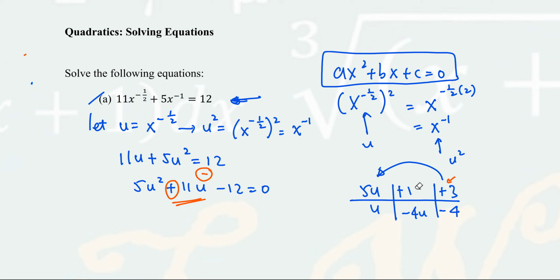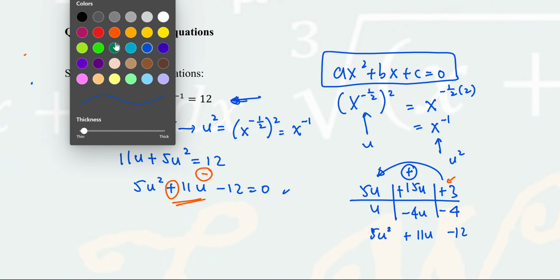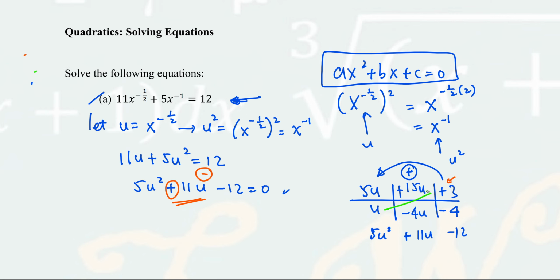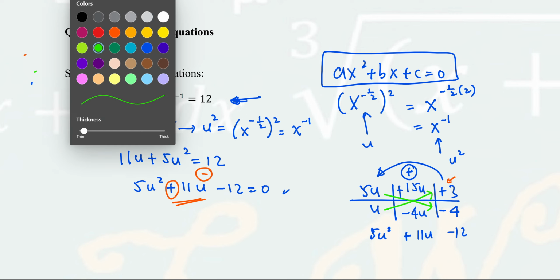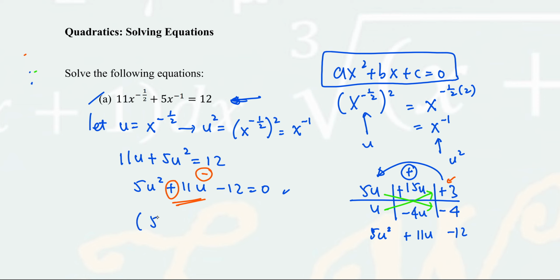Now when you do expansion for the first column, we multiply: 5u times u is 5u², and then plus 3 times minus 4 is minus 12. For the middle column, we are adding: 15u plus minus 4u is plus 11u. Therefore, I am getting the same quadratic function. At last, my factors will be just a cross multiplication, so you write down (5u - 4)(u + 3) = 0.